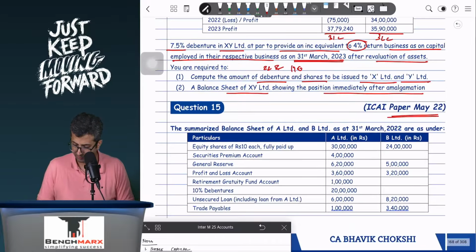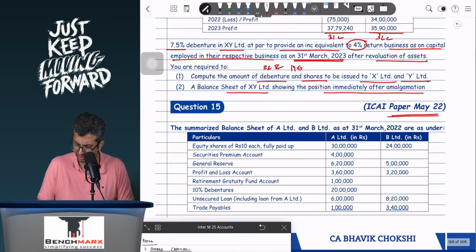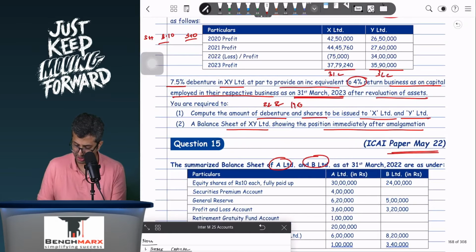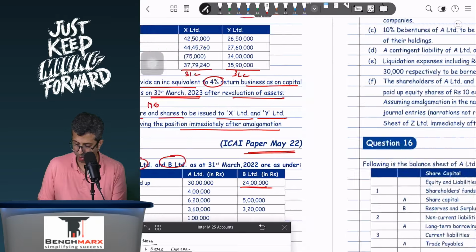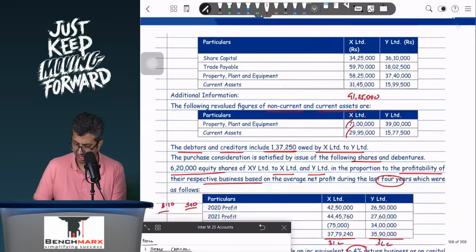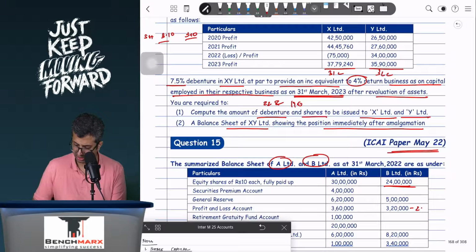Over here, what are Z and B here? Let's say this is A and B. No, this is A and B only. Z is a new company maybe. So B is to declare 1 rupee equity dividend before the amalgamation takes place. If you look at B, that is 22 lakh 40,000 shares of rupees 1 each, and hence there will be a 2 lakh 40 dividend paid, and your reserves will also reduce by, I think, 2 lakh 40.